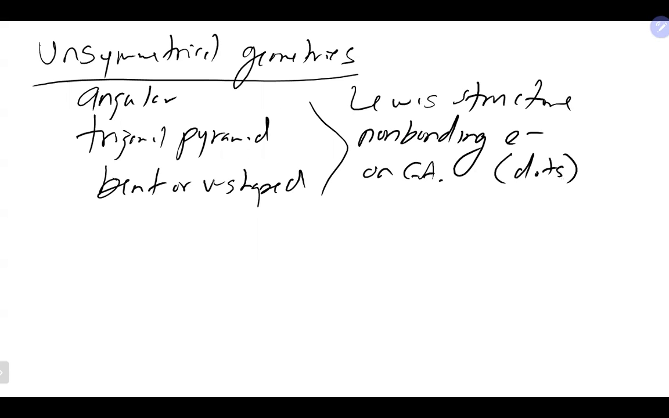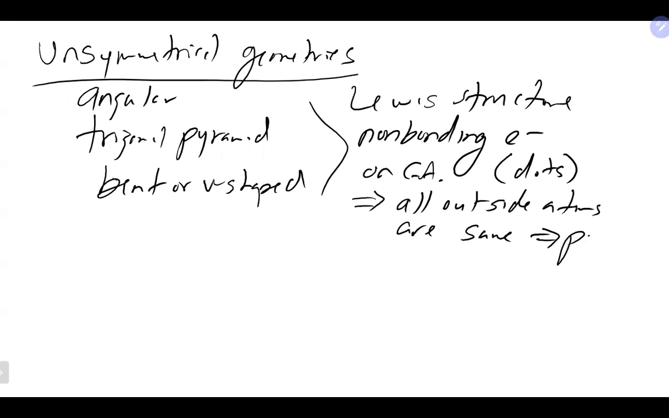And if you have that situation and all the outside atoms are the same, it is going to be a polar molecule. So that's a pretty safe bet. That's how we get to water, for example. I draw water. I see dots on the central atom. I see everybody on the outside is the same. I say it's polar. So that's a really good way to do that.